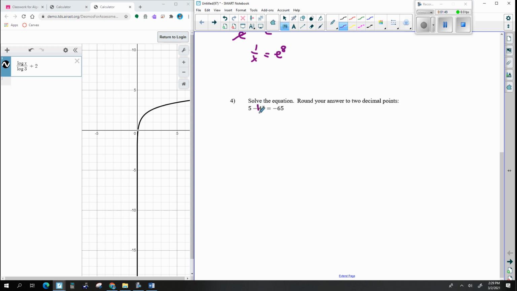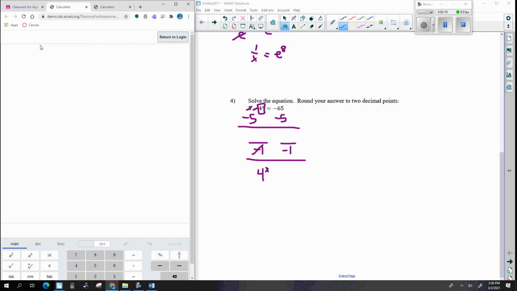Solve this. So I'm going to get this 4 to the x all by itself. So I'm going to minus 5. That'll get rid of the 5. But then I have to get rid of the negative. Okay, so I'll have some stuff, and then I'm going to have to divide by -1. So this should isolate my 4 to the x. So let's go ahead and do those things.